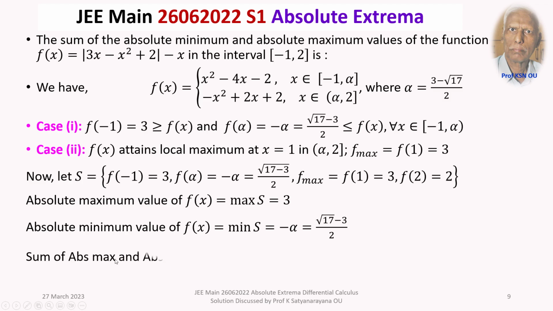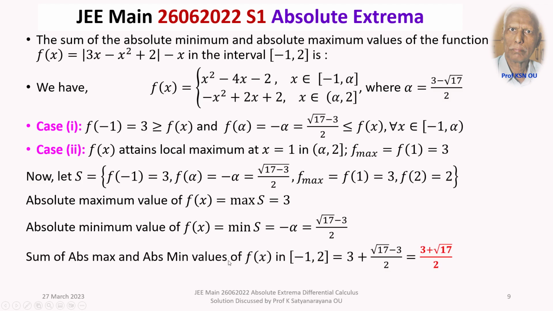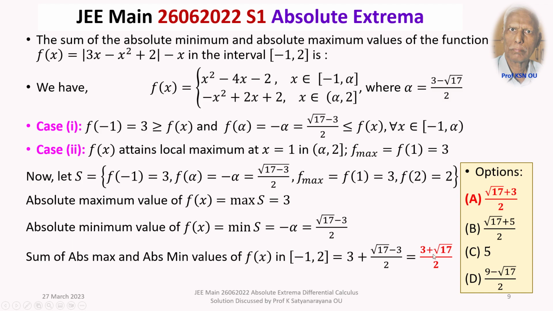The sum of the absolute maximum and absolute minimum values of f of x in the whole interval, that's what we wanted. So absolute maximum is 3, absolute minimum is root 17 minus 3 by 2. Simplify, you will get 3 plus root 17 by 2. That's the sum of the absolute maximum and absolute minimum. Let's look at our options. Our answer appears against option A. Therefore, the answer for this question is option A.